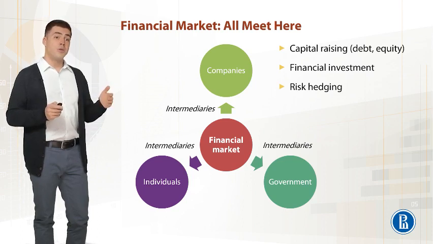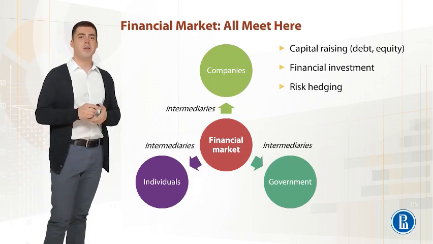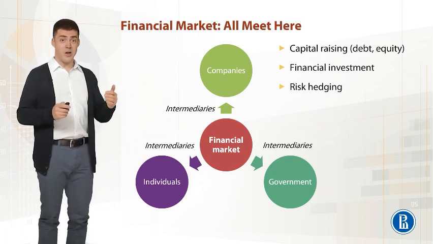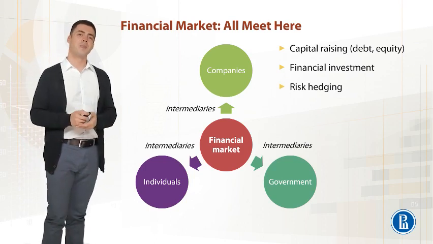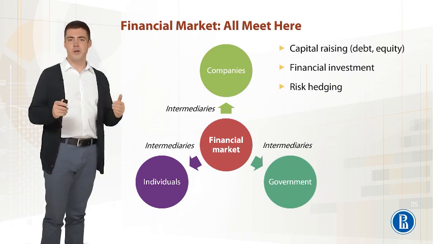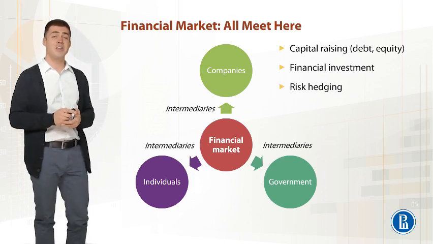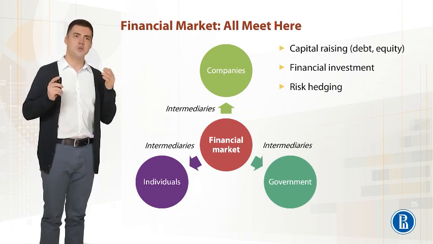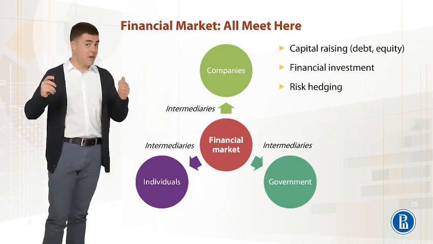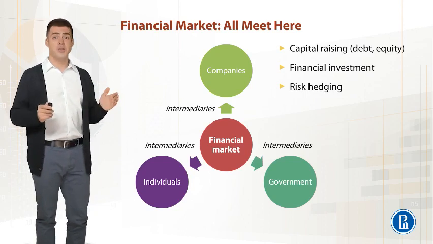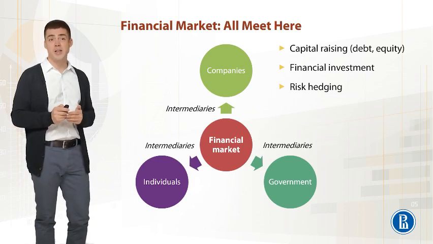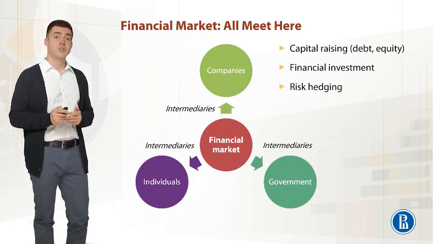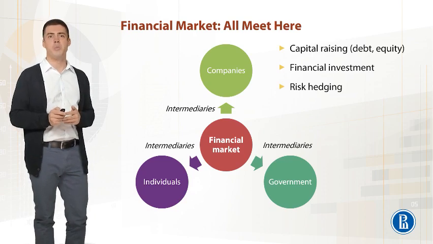Also, both individuals and companies, and sometimes the government, may use financial markets to hedge their risks or to protect against some unfavorable price movements. In order to achieve their goals, individuals, companies, and governments can act either directly or indirectly using various financial intermediaries like banks, investment funds, pension funds, and so on. In our course, we will not pay specific attention to whether those agents act directly or indirectly at the market.